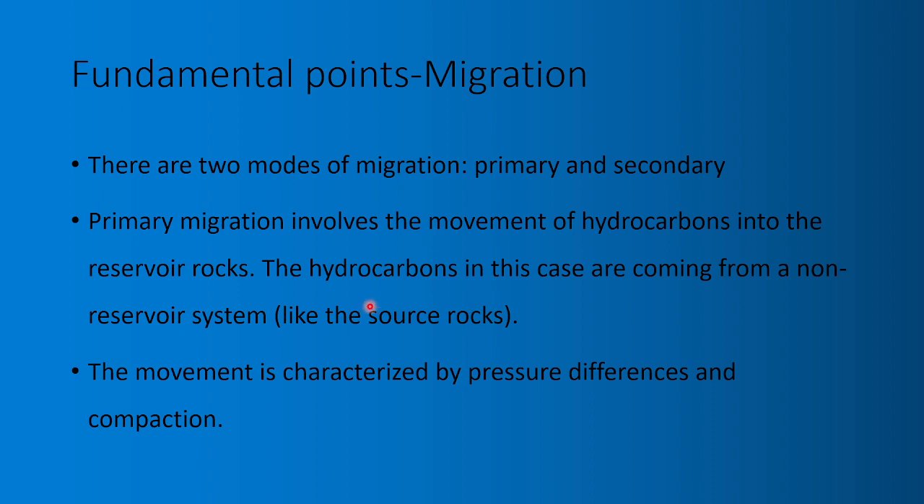And in this case, the main mechanism behind the movement of the hydrocarbons is the difference in pressures and how compact the media we are working with are. Right, so the compaction is actually a result of the pressure differences. So we can majorly classify the movement of hydrocarbons under primary migration as based on pressure differences. So we have the source rock at a higher pressure and then the reservoir at a lower pressure. Hydrocarbons will move from the source rock into the reservoir because of the pressure differences.